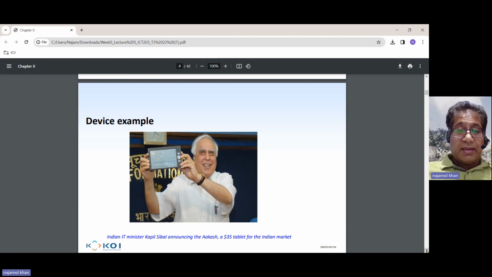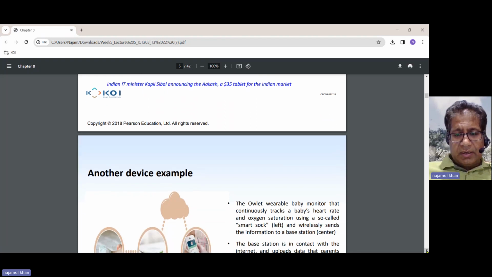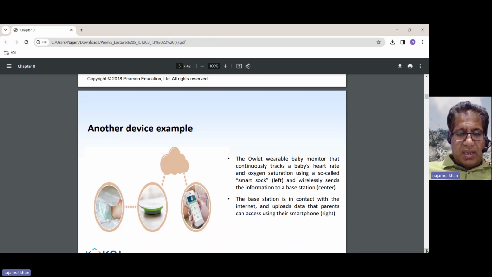An expensive one could be over $1,000, and as cheap as probably a couple of hundred dollars in the Australian market. Anyway, keep moving here. We're going to show you some more interesting examples. Another device example, as you can see here, they are showing three examples.